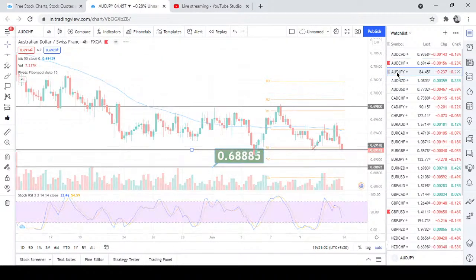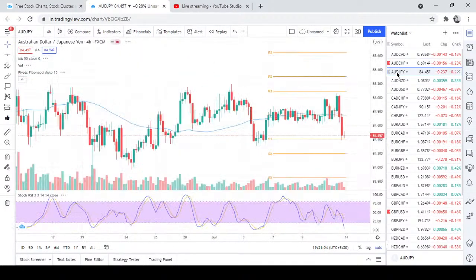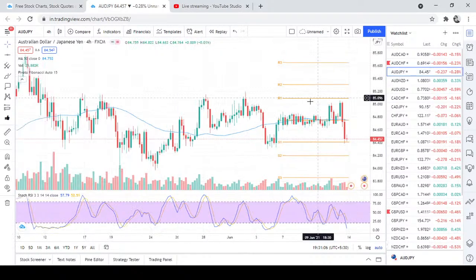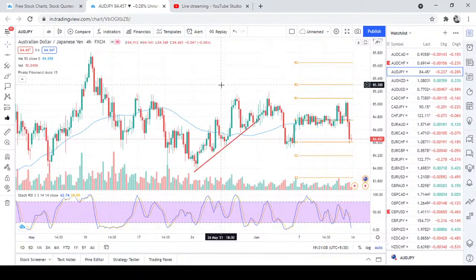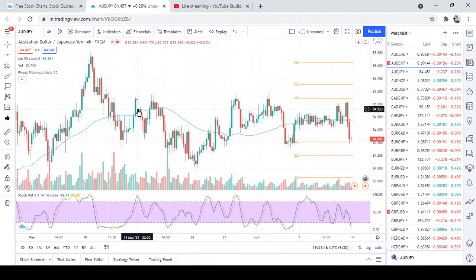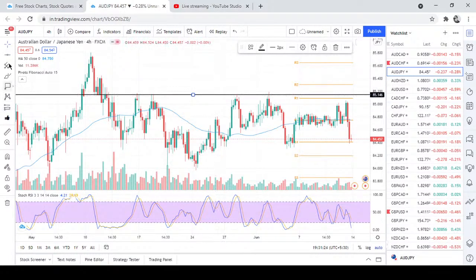Let's switch to the AUD JPY. This is the chart of AUD JPY, and if we look at the chart, we can see that it looks choppy. This is not a beautiful chart to trade. And one thing is very clear to us, that we have a resistance here, and there is no doubt about it. And this looks like a good support here also.